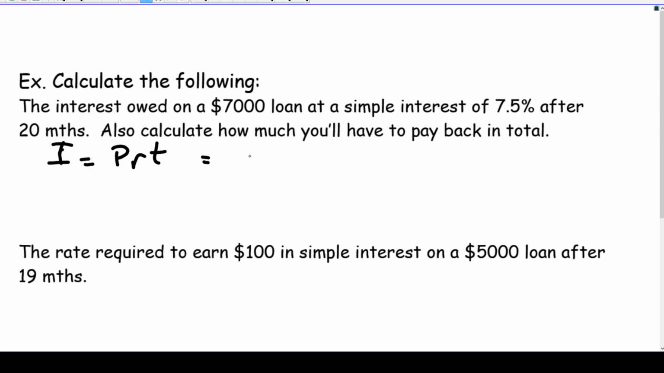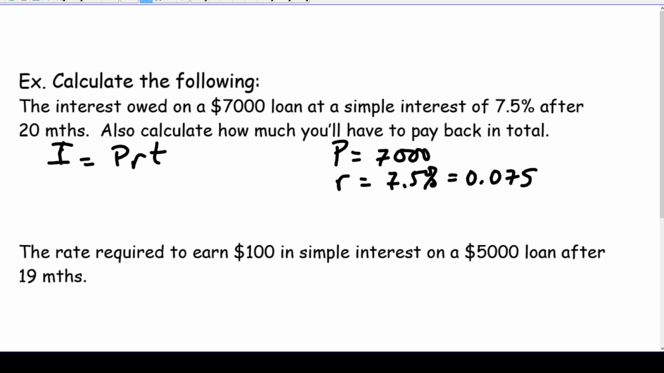So I is equal to P, and you might want to write these separately. What is my principal? It's 7,000. What is my interest rate? Well, my interest rate is 7.5%, but that's not a number until I turn it into a decimal. So 0.075 is my interest rate.